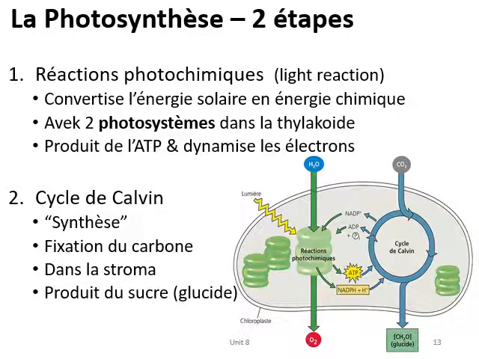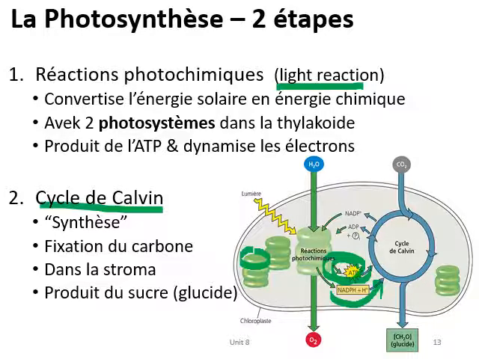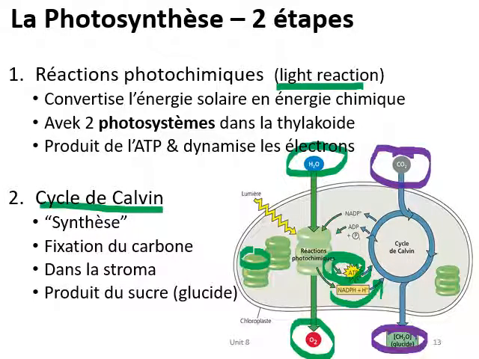Photosynthesis requires 2 steps. The first is the light reaction, which takes place in the thylakoids. This is what makes ATP, and it energizes electrons for use in the second step, which is called the Calvin cycle. The light reaction needs water, and it releases oxygen. The Calvin cycle needs carbon dioxide, and it produces sugar.